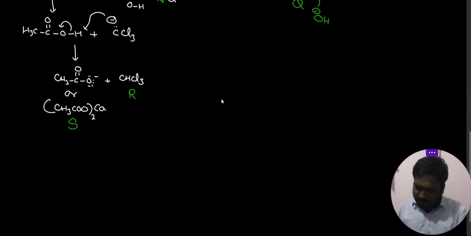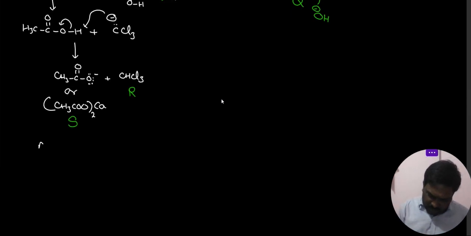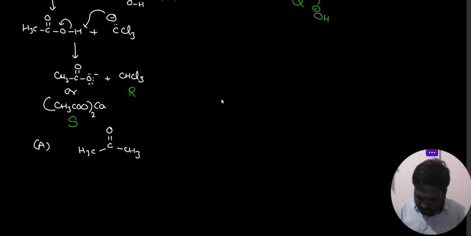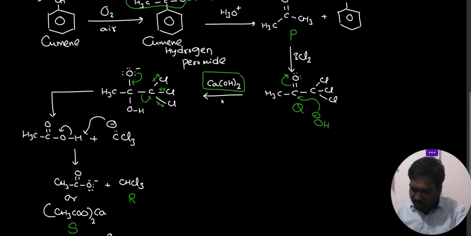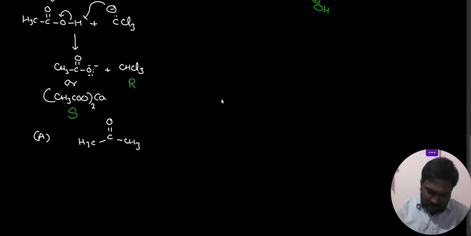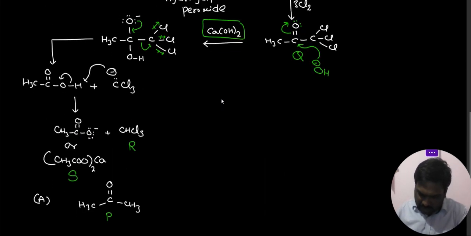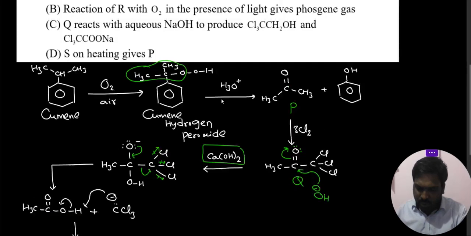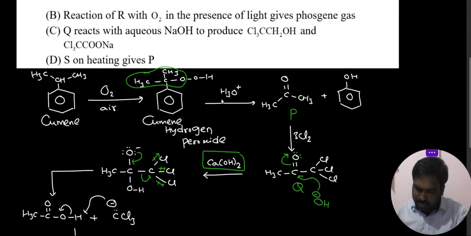Now, P with R and KOH. Coming to option A, what is P? P is acetone, yes. And R is chloroform. And in the presence of base KOH.